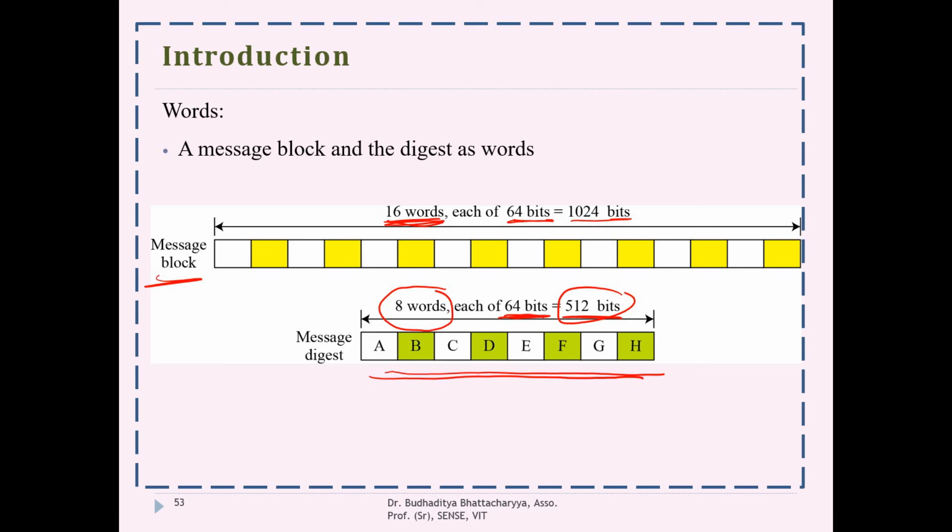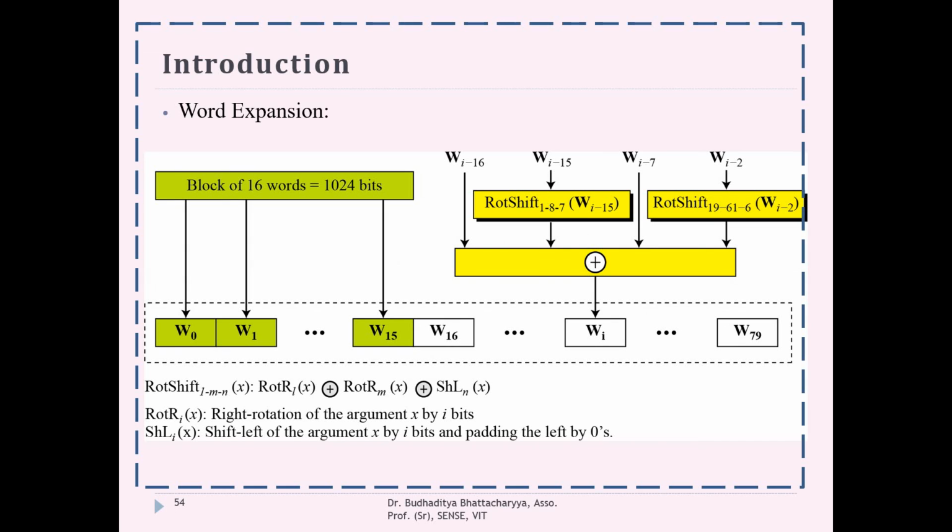Now let's see the block diagram and how it is working. I'll go one by one to explain what exactly is happening. For the time being, don't look at the right hand side; focus on this area. We have the block of 16 words which we have defined, so 0 to 15 are the original words. But as per the algorithm, we will require 80 words.